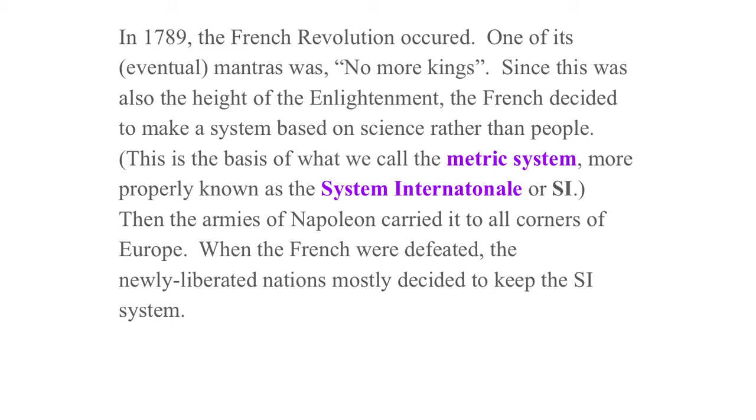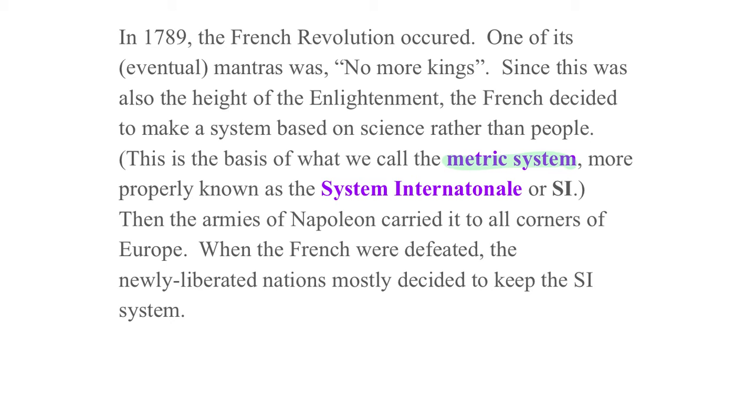Since it was also the height of the Enlightenment, the French decided to make a system based on science rather than people. This is the basis of what we call the metric system, which is more properly known as the Système International, or SI. And you'll often hear people in English especially say the SI system, which is a little redundant because the S in SI is itself "system," but that's the way language works.